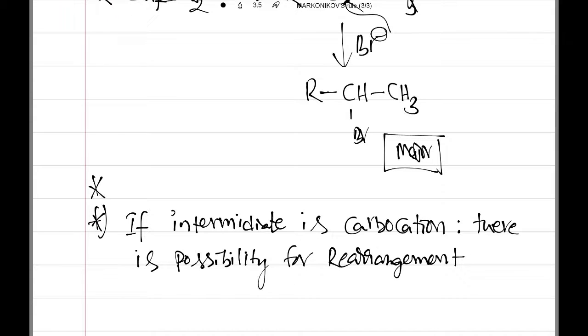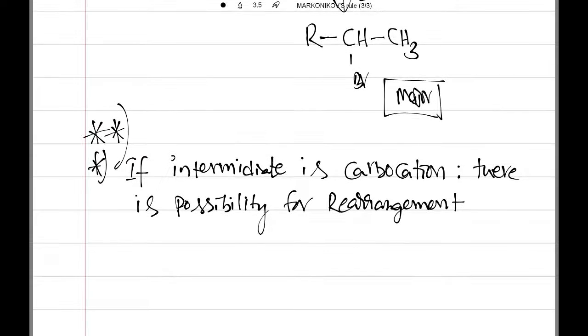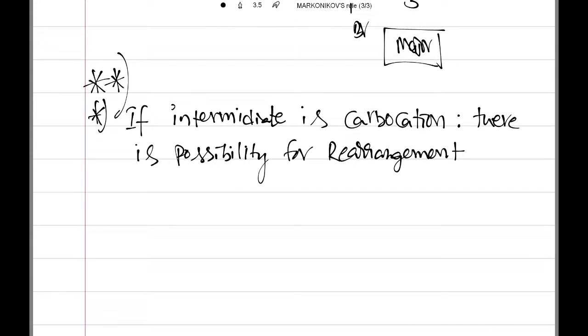Very important point. Please remember this point carefully. Based upon this one only, the questions will be asked in the JEE as well as NEET examinations. So this is the main thing in the case of Markovnikov addition reaction.